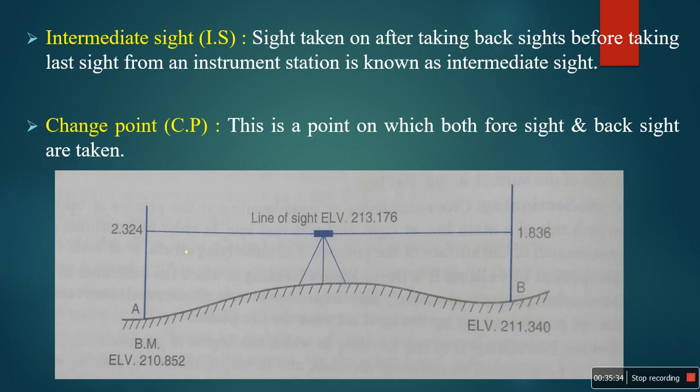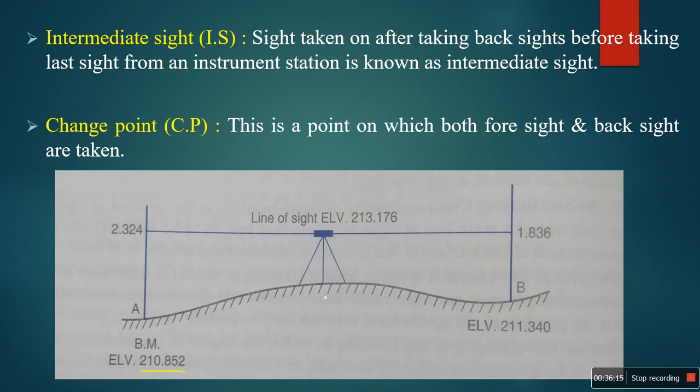Okay, I will explain here. Just observe here. This is one setup of the instrument. This is station A and this is station B. Just leave all the readings here. So this is our benchmark, and for the benchmark we know the elevation. It is given as 210.852. Generally in practice we use maybe 100, 200 or 500 like that. You can assume any value for the elevation of this point.